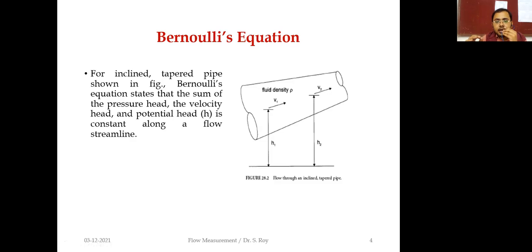So to understand Bernoulli's theorem or Bernoulli's equation, we have to consider a tube which is inclined as well as tapered. For such a system, Bernoulli says that the sum of pressure head, velocity head, and elevation head is equal to a constant. That means if I consider point number 1 and point number 2, in both points these three heads, the pressure head, velocity head, and the elevation head, remain constant.